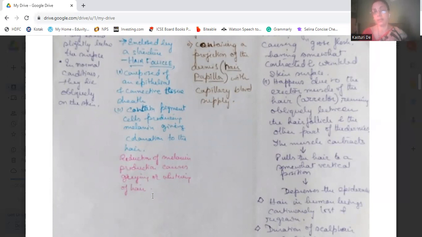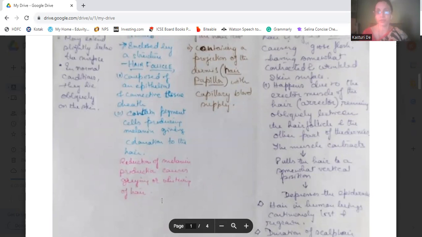That depends on the pigment which is present inside the hair follicle. When the production of melanin reduces, this forms the graying or whitening of the hair.